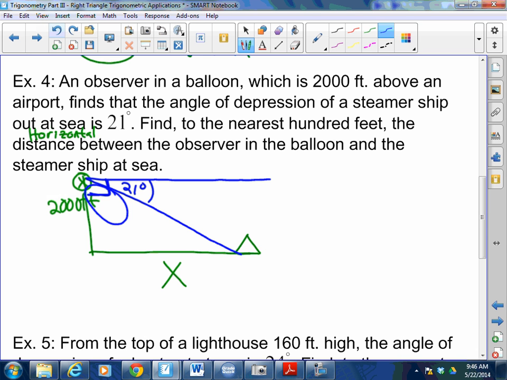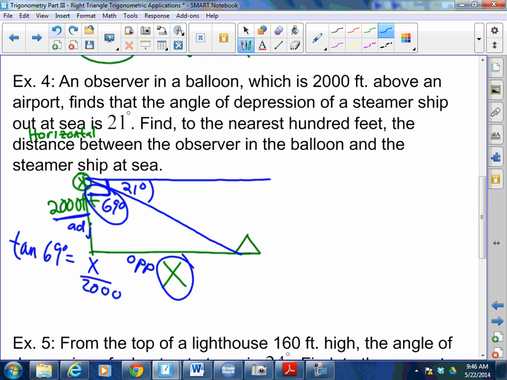90. So if that's 21, what is this angle right here? 90 minus 21. 69 degrees. Very good. So now I have my angle. From this angle, what is this horizontal distance? Opposite. And what is this guy? Adjacent. So who am I using? Tangent of 69 degrees equals opposite over adjacent.